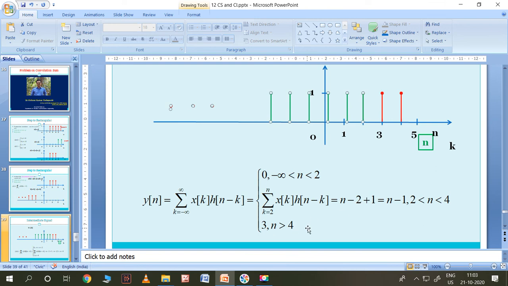Okay, if it is more than 4, what will happen? You just see. It is n equal to 3, and it is n equal to 4. If n equal to 5, the value is 3 only. If n equal to 6, the value is again 3 only. N equal to 7, the value is 3 only. Similarly, wherever you go, if n is greater than 4, its value is 3.